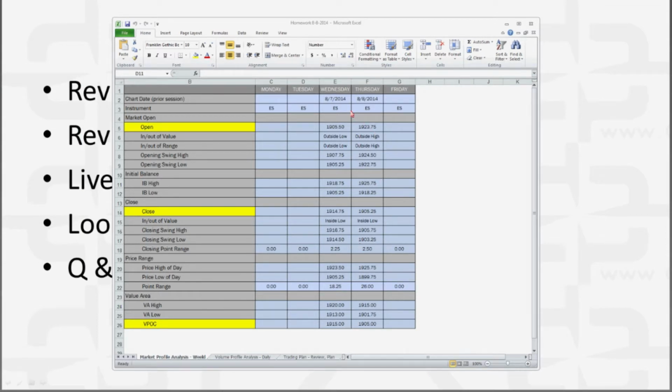All right. So that opened about 22 points higher, and then the IB, the first hour of trading, 25.75 down to 18.25, and our close was lower. So one of the things that I do as I'm looking at this first spreadsheet, and this is why I have these highlighted in yellow, is I'm looking at the open and the close and the VPOC.